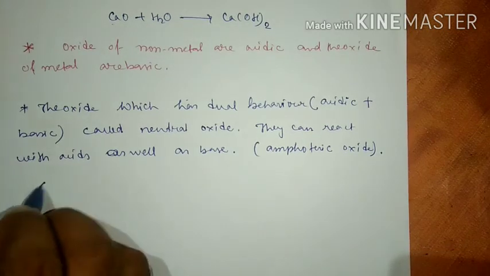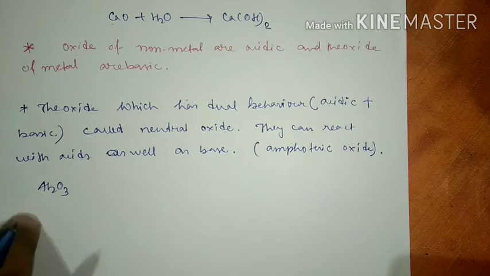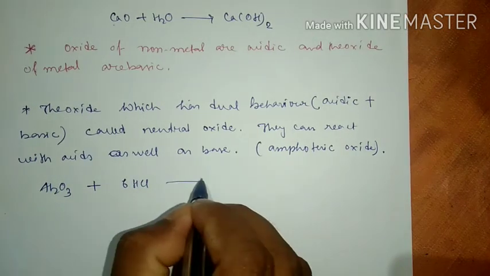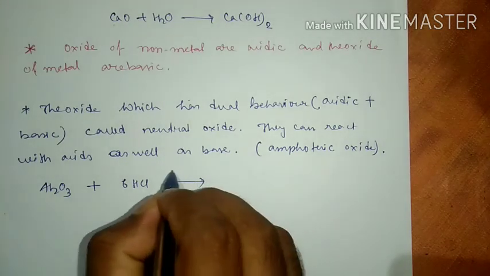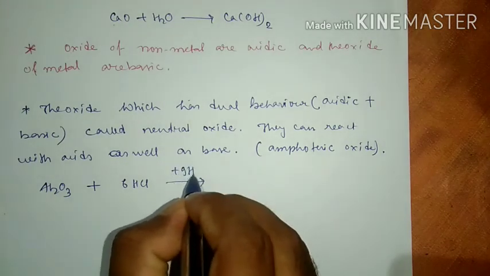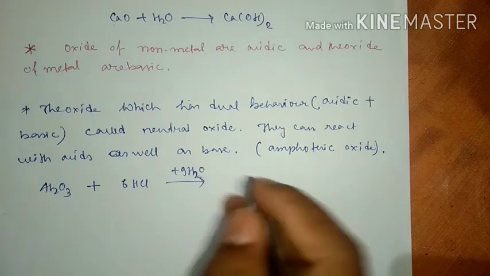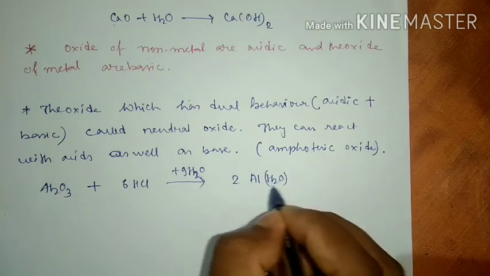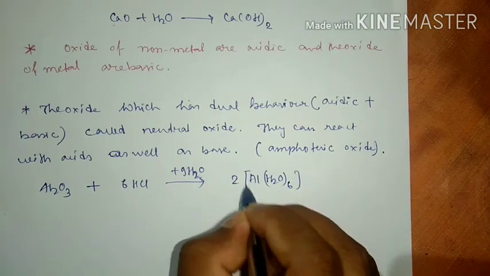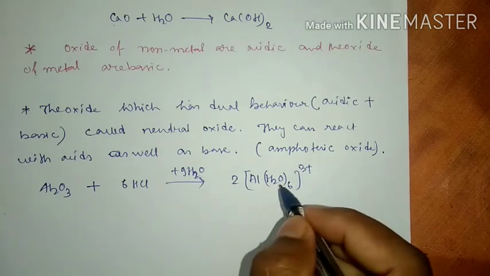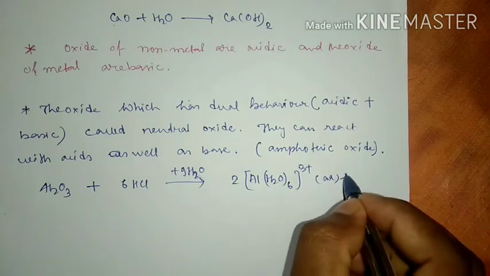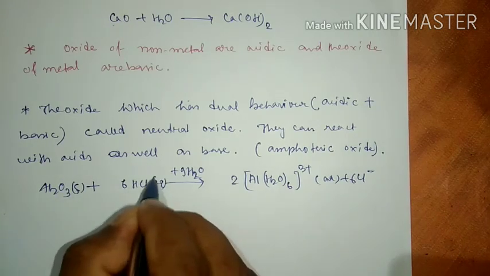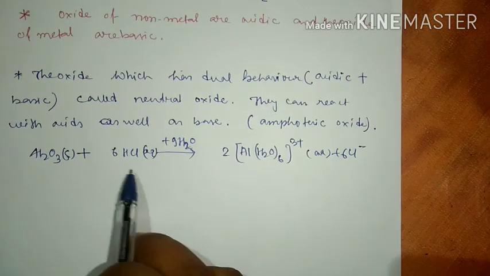Aluminum oxide when it reacts with 6 moles of HCl produces 9 moles of water here. When it reacts, it produces 2 moles of aluminum hexaaqua coordination complex plus 6Cl. So it reacts with acid.